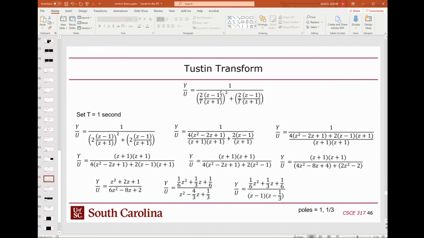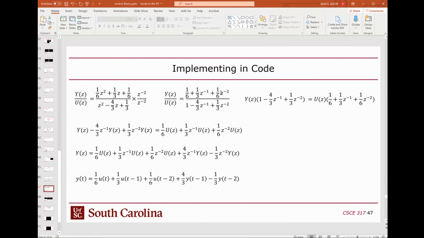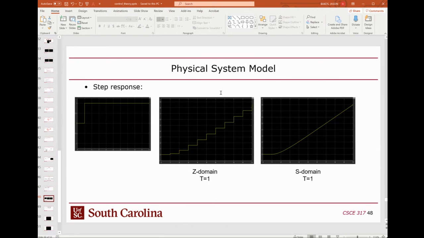Okay, so basically this is just a bunch of math. You can go from S domain to Z domain using the Tustin transform, and then you can multiply it out, so then you can convert it back to the time domain. And why would you do that? Well, because once it's in the time domain, you can write code. You can write a simple loop that actually implements the controller, which if we were in the lab, we would be doing, writing code and having an Arduino control something. But in this case, we're just going to work it out by hand.